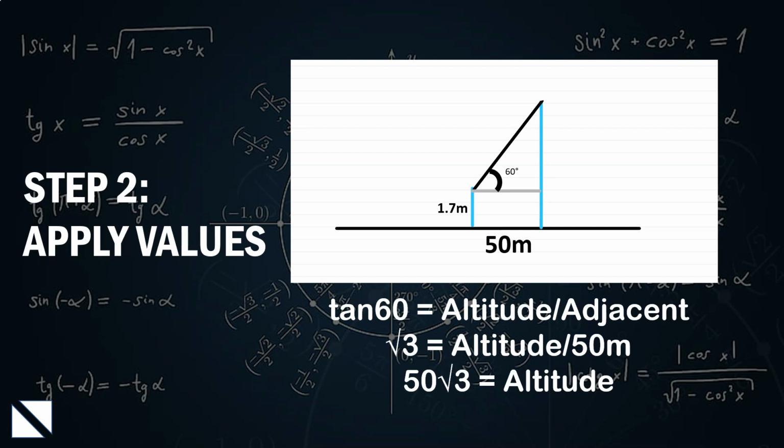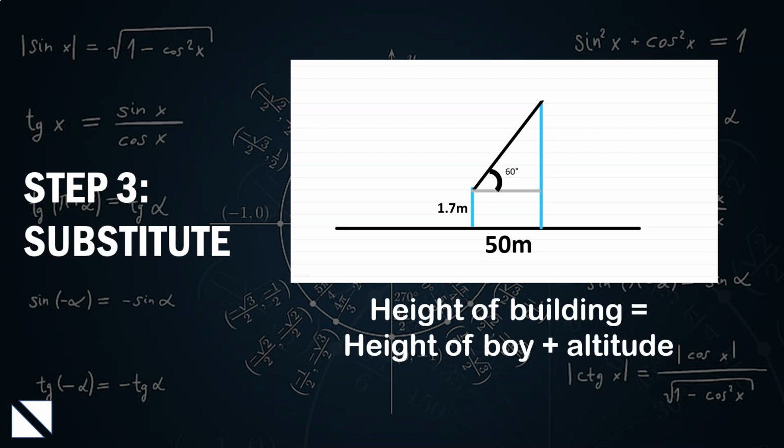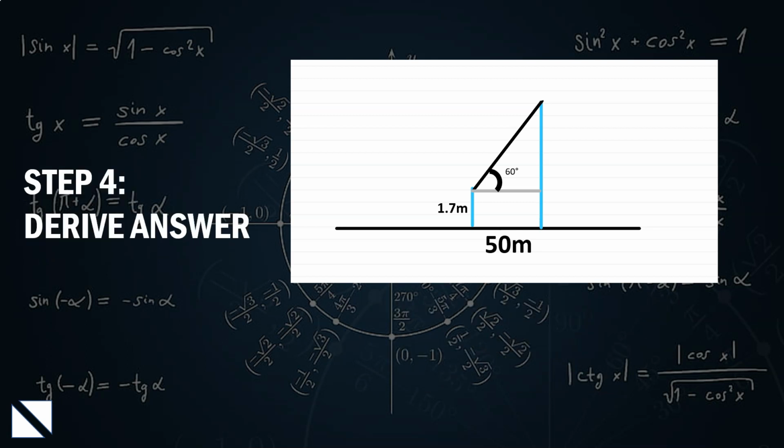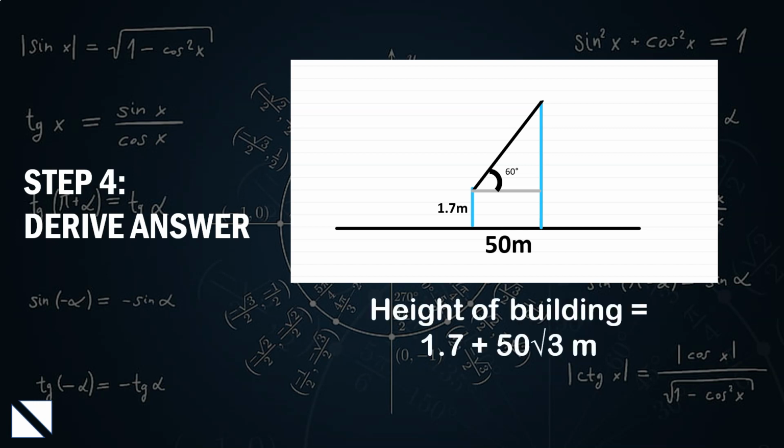Now remember, the question is not limited to only finding the value of the altitude or the height of the triangle. We also have to find the height of the building as a whole, which includes the height of the boy. So the height of the building is equal to height of boy plus altitude. If we substitute our values, we get height of building is equal to 1.7 meters plus 50 root 3 meters. And the question said that we could use root 3 as 1.73. So 1.7 plus 50 times 1.73 is equal to a grand total of 88.3 meters. So the height of the building is 88.3 meters.